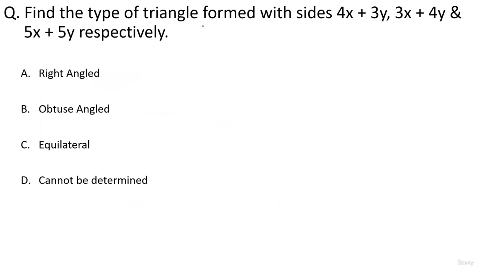It is not given, but it's implicit. Guys, understood here that x and y both will be positive. The reason being, if either x or y becomes negative, this term 5x plus 5y will become negative. So it is understood that x and y both should be positive.